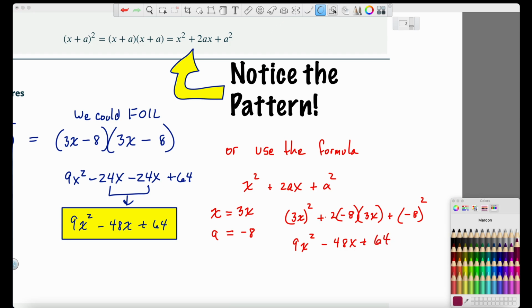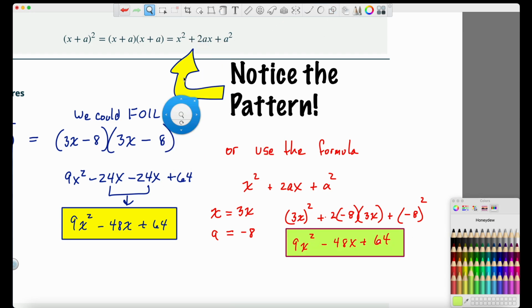Look, we got the same thing. It's a different way of doing it. It's a pattern-based thing. So once you recognize the pattern, this does become easier in the long run, because it's just less work for us to have to do the FOIL.